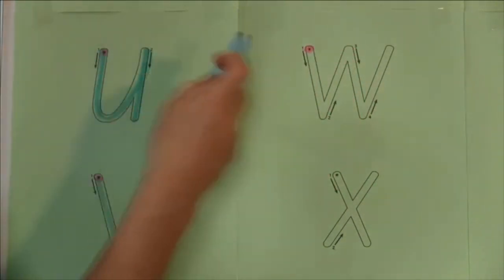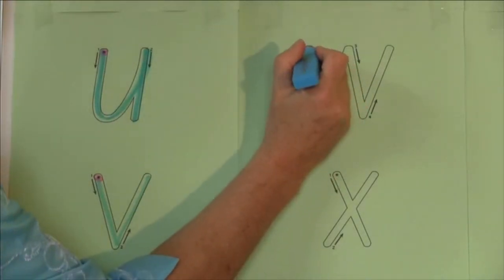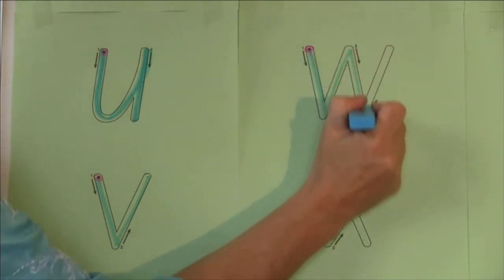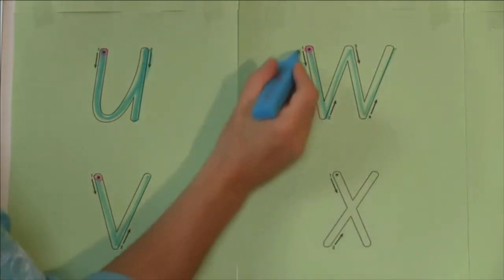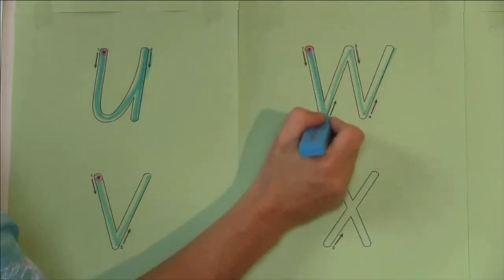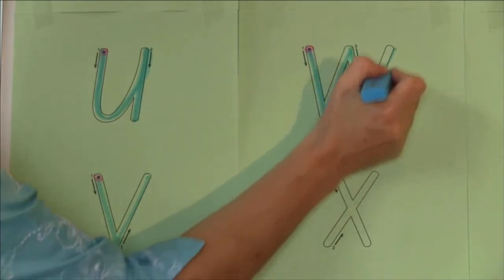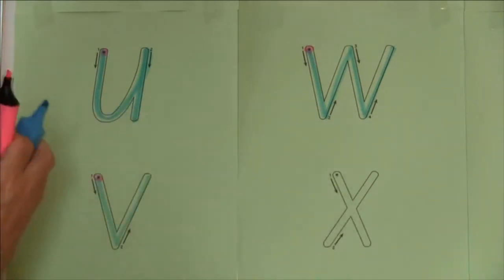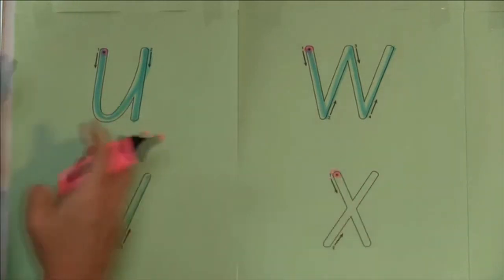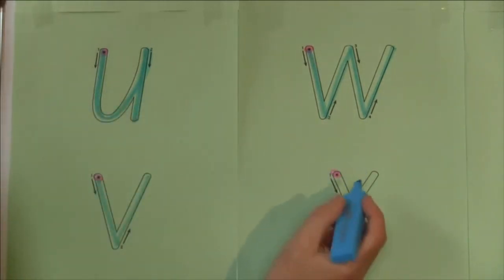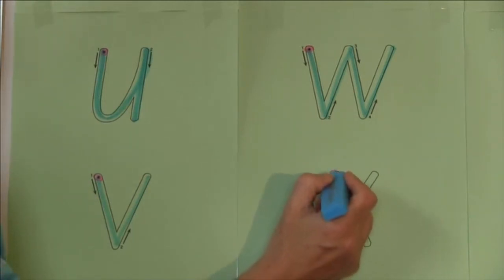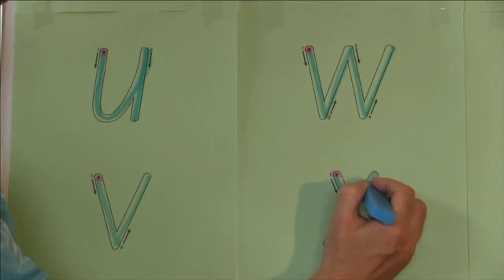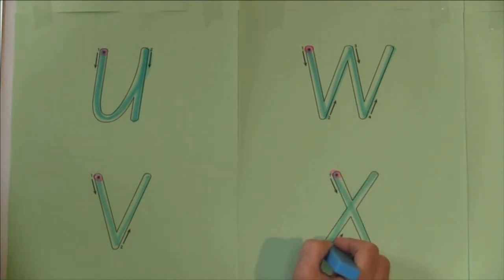W starts on the top left. You can see that red or pink dot there, and this is a bit like climbing a mountain range. Down, up, down, up. So start over here, down, up, down, up. X, top left. Think top left. There's a lot to do with this left-hand side when we're writing the English language. So left, straight down, and then the other side, straight down from the top.